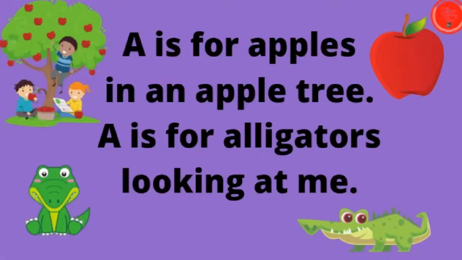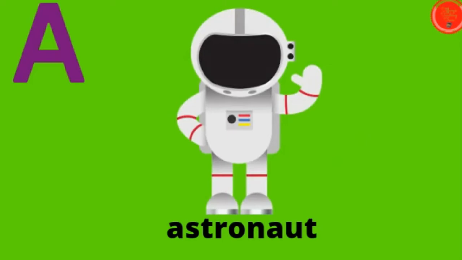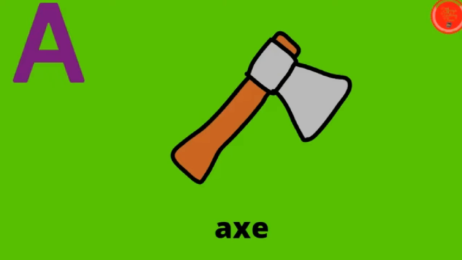Let's take a look at this A poem. It says, A is for apples in an apple tree. A is for alligators looking at me. Here are some other words that begin with that A sound. Anteater, astronaut, axe.